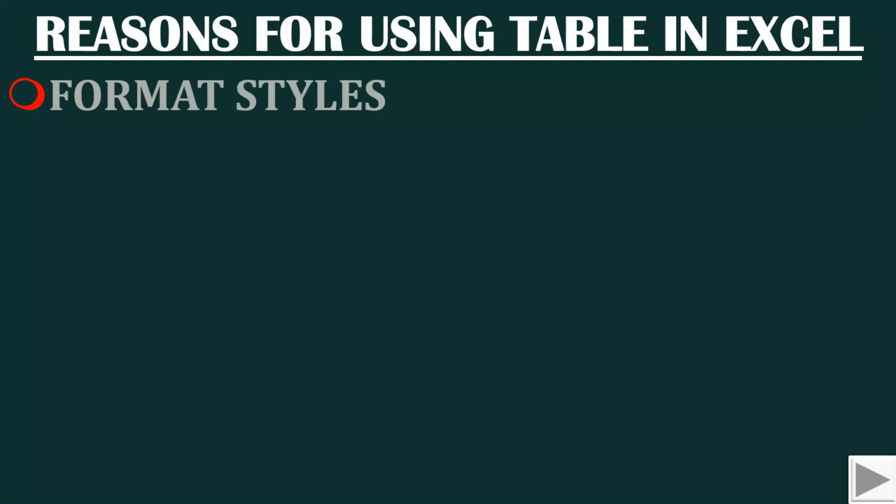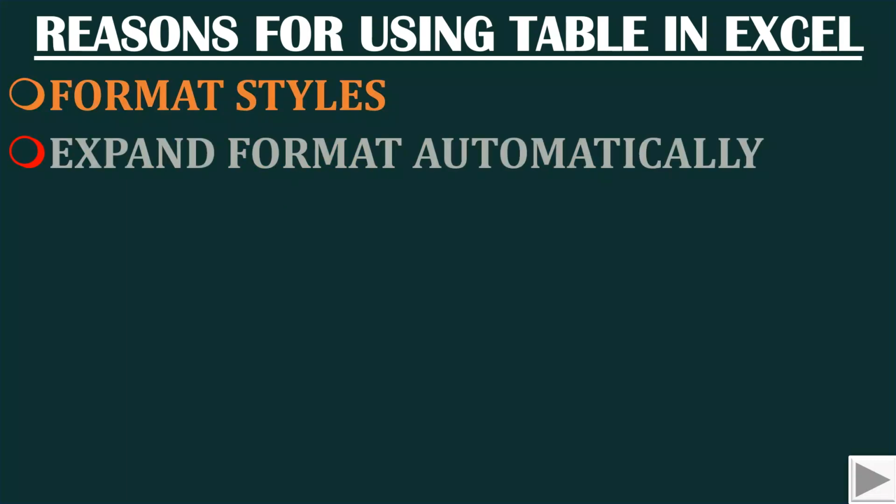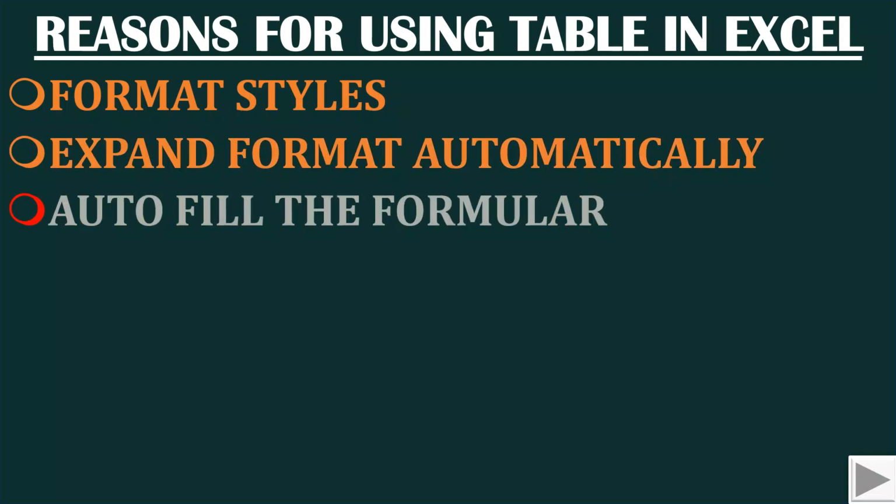Reason for using a normal table: it comes with format styles. We saw that when you convert something into a table, it comes with table styles, which is very good. You can change, you can leave, you can format, you can do anything. It expands the format automatically. We saw that when you enter something below that table, it brings that format automatically. Then autofill the formula.